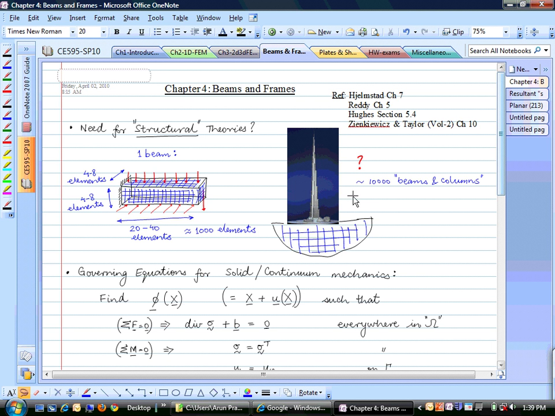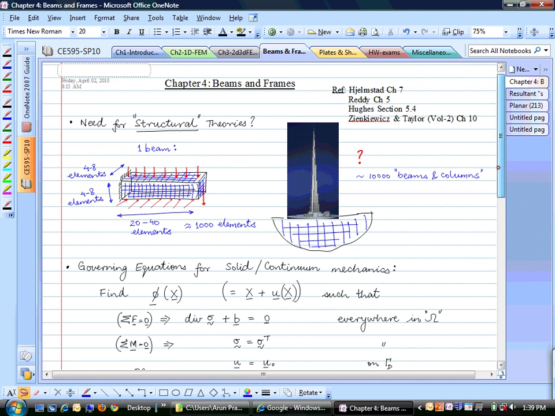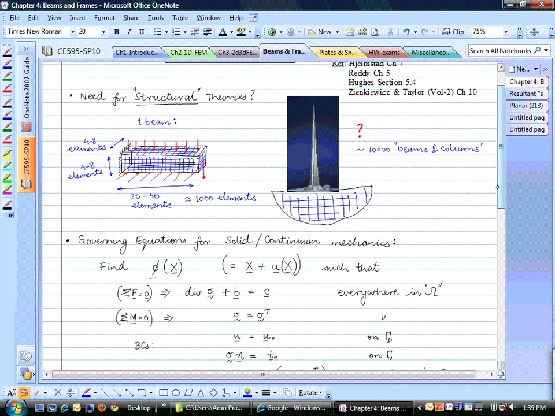All right, so since we don't want to model this type of building with continuum finite elements, what are our options? What do you think we should do? What can we do? Model this whole thing as one element, or the beam or column as one element? Yes. So the idea is similar.